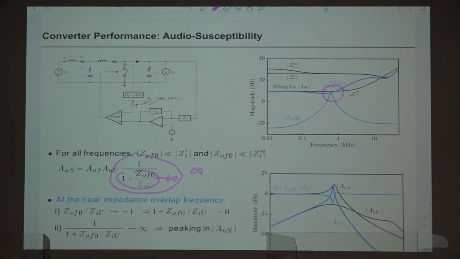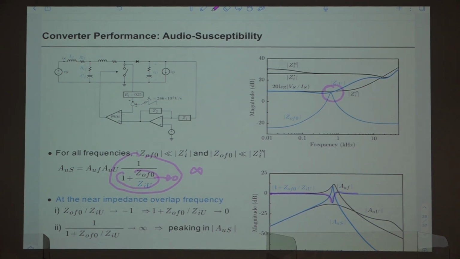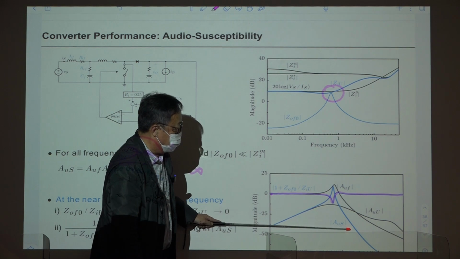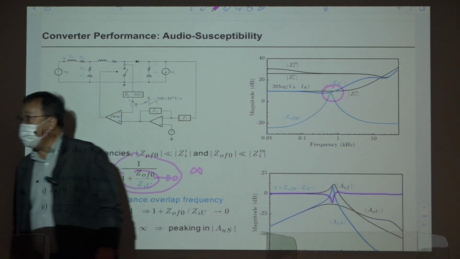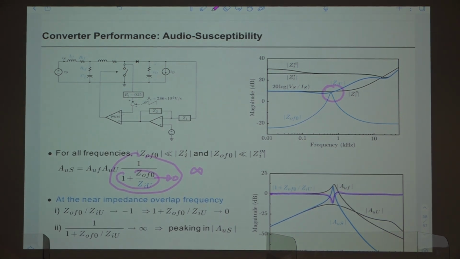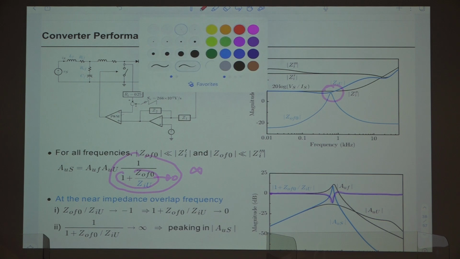So this term shows this dipping, sharp dipping, right? This term is coming in the denominator. It comes in the downstairs. So it generates a peak like this. So this one is the audio susceptibility of the input filter coupled converter. So it shows this peaking, right? So you are seeing peaking here.